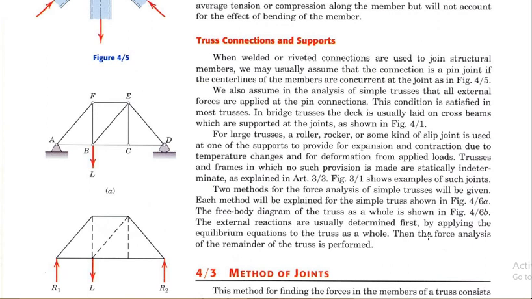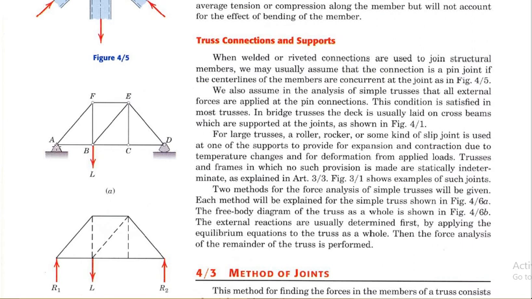Next is truss connections and supports. Trusses are joined to structure members. We may usually assume that the connection is a pin joint, a roller joint, or a bearing joint as well. For large structures, a roller, rocker or some kind of slip joint is used at one of the supports to provide for expansion or contraction due to temperature changes.